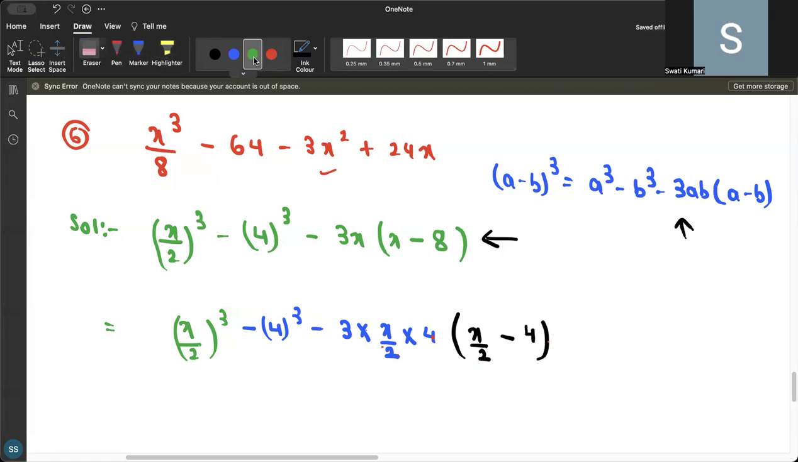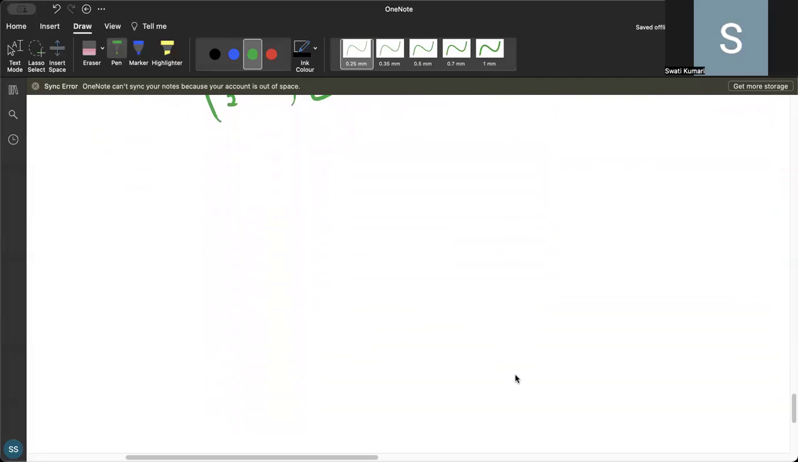So this is how you can understand. I just put this into the formula. Now this is in the formula of a minus b whole cube, so it will become x by 2 minus 4 whole cube. And that's the answer. Done. All right, so we are done with this question. And now we can go to question number 7.